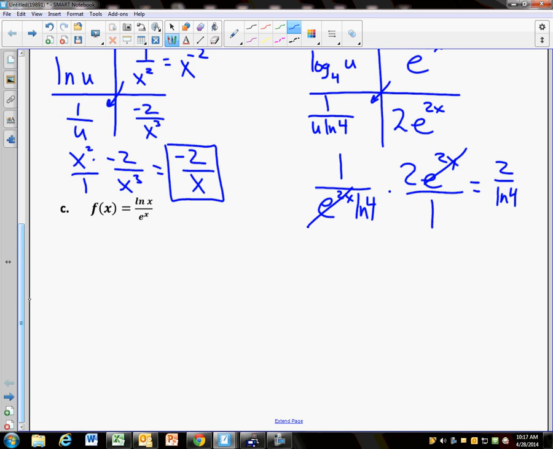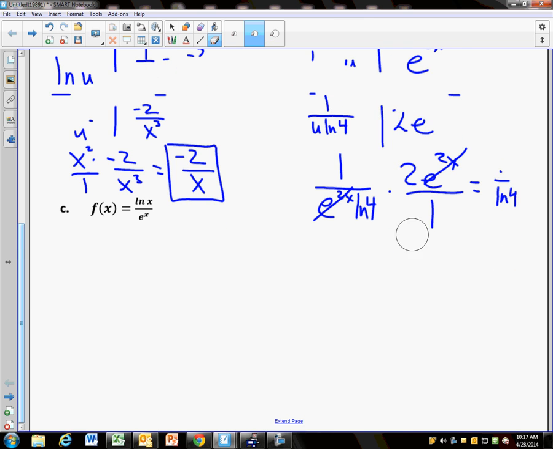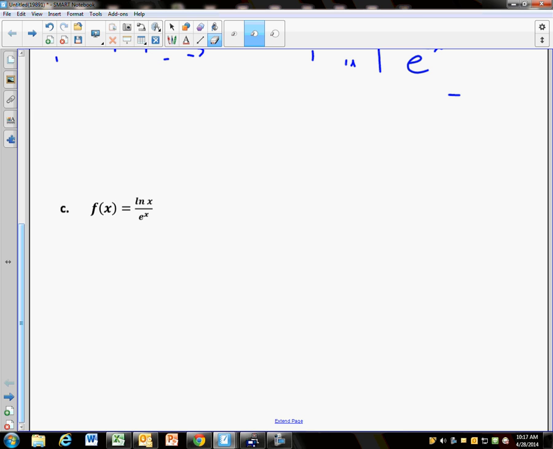All right, what rule do we have to use for c? Just the quotient rule. Okay, so let's take the derivative. F prime of x, maybe I should use correct notation for once here. F prime of x is equal to, what's the derivative of the top? 1 over x times the bottom left alone, e to the x, minus, yeah, the derivative of the bottom is e to the x.